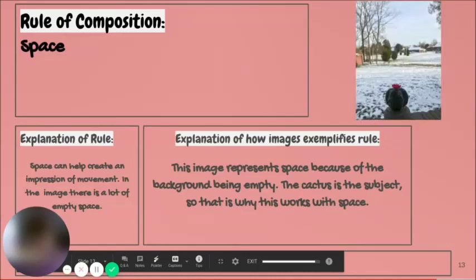I chose space. Space can help create an impression of movement. In the image, there is a lot of empty space. This image represents space because of the background being empty. The cactus is the subject, so that is why this works with space.